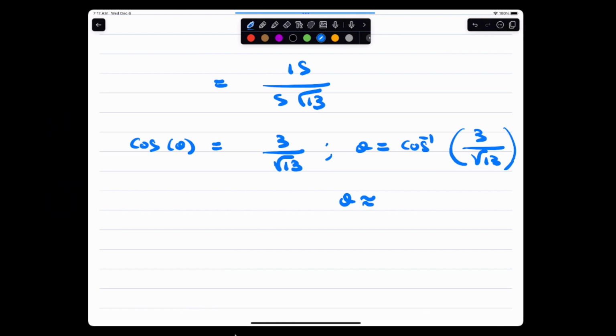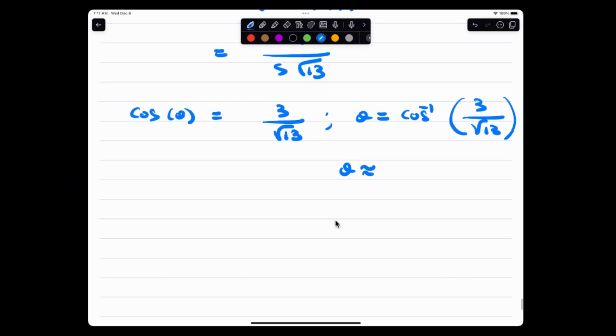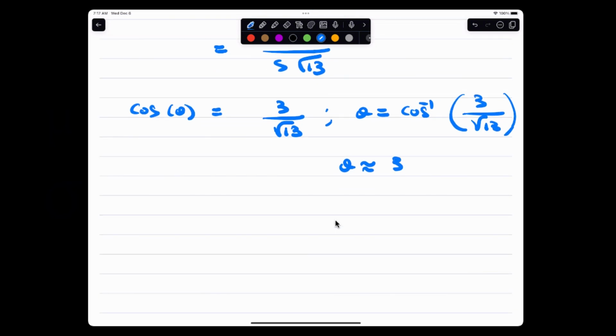Okay, let's find the angle between them. Inverse cosine of 3 divided by the square root of 13. What is this going to be? 34 degrees? Okay, you guys okay with that?